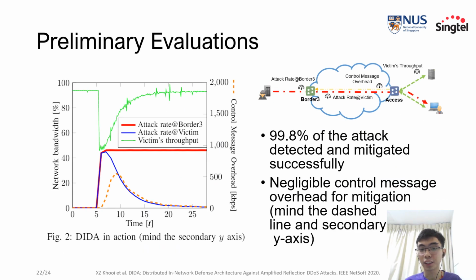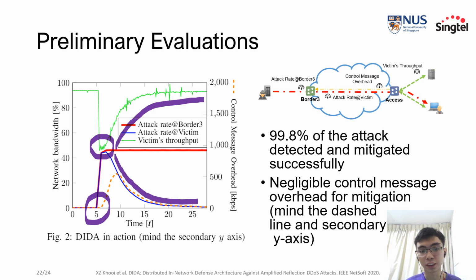Now, let us look at the evaluation results. On the 5th second, an attack is launched by the attacker. This is reflected by the line in red. Immediately after the attack, we see a huge dip in terms of the victim's throughput. Since there is an attack, DIDA's detection and mitigation mechanism would take place. Within seconds, we see that the victim's throughput is being restored, as well as the attack rate towards the victim being decreased.